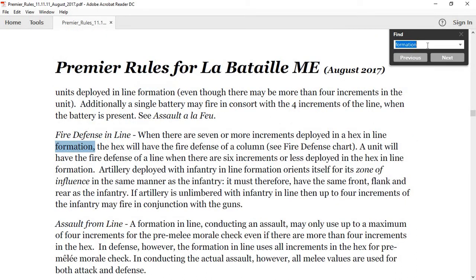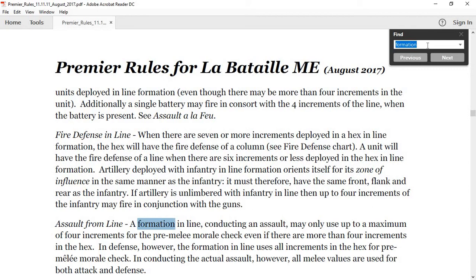Line formation, fire defense in line. When there are 7 or more increments deployed in a line, in a hex in line formation, why isn't this line? Is it orientation? The hex will have the fire defense of a column. See the fire defense chart. This is another important thing to remember. A unit will have the fire defense of a line when there are 6 increments or less deployed in the hex in line formation.